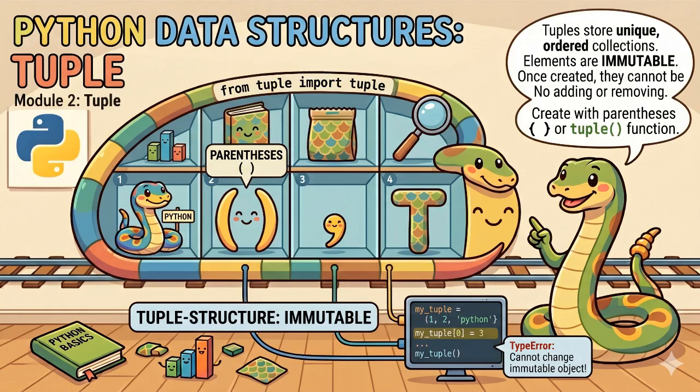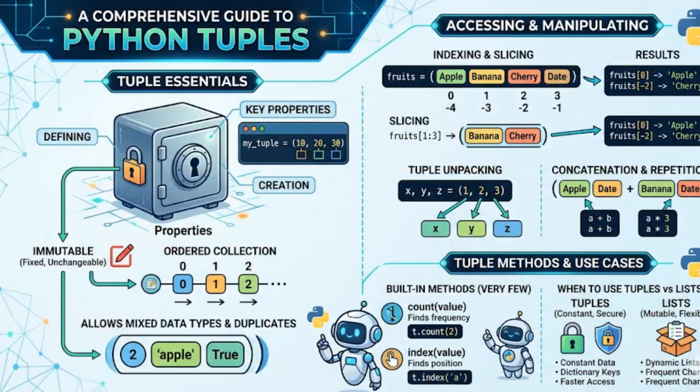Welcome to Module 2, Tuple. In this lesson, we will focus on how tuples work in Python, especially how the code executes and how outputs are produced. Tuples are similar to lists, but with one important difference: they are immutable, meaning they cannot be changed after creation. This slide summarizes key ideas.